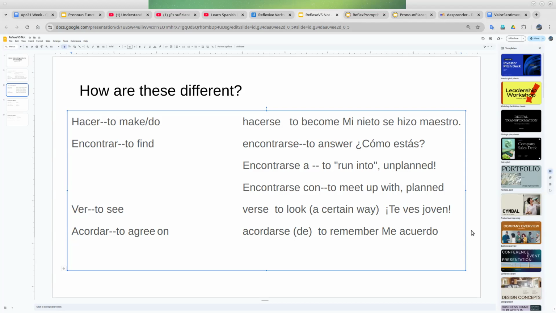O, por ejemplo, mi esposo no se acuerda de nuestro aniversario. My husband does not remember our anniversary. Oh, kick him out. Sí, sí, bien, okay, vale.